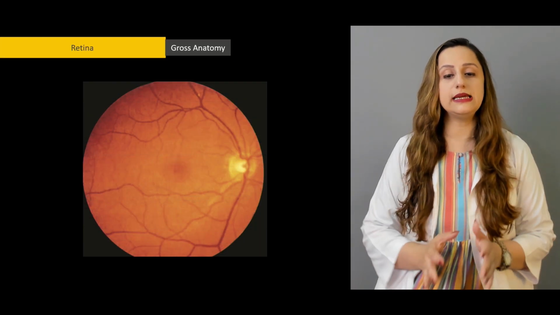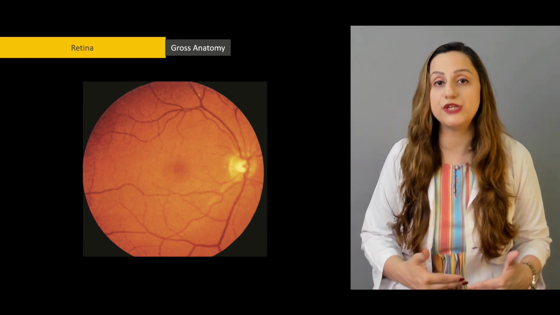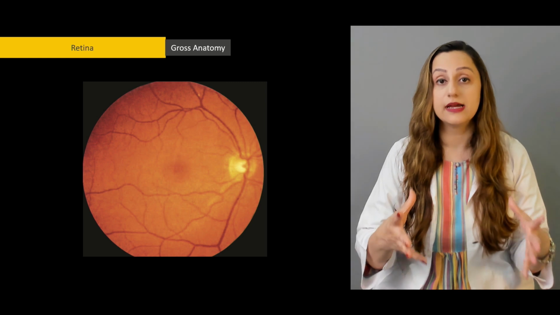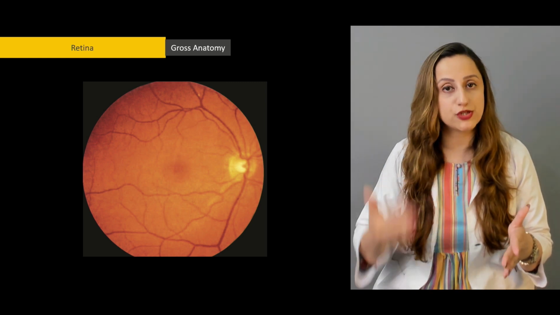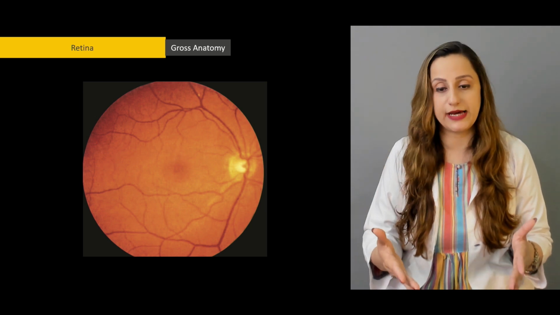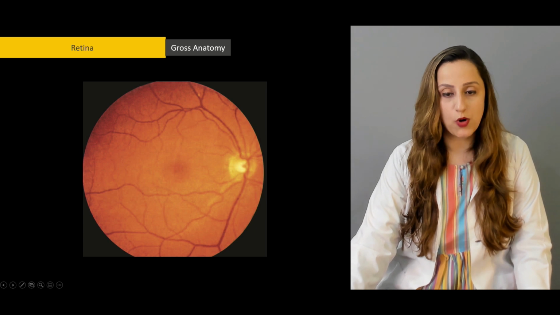So this is the gross anatomical structure. As you can see, that was a diagrammatic review of the retina. And over here, it's the view that you're going to observe when you perform the fundoscopy or the ophthalmoscopy in such individuals. So this yellow spot is basically what we're going to look at.